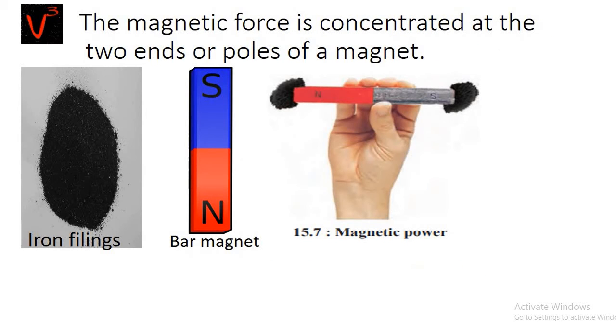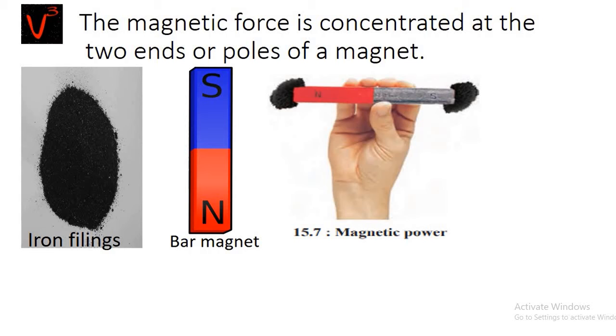Now let's see the second characteristic. For that, we need some iron filings. Iron filings means powder of iron, and a bar magnet. What we are going to do is place some iron filings on a sheet of paper and pass the bar magnet over them. Pick up the bar magnet by holding it in the center. What do you see?